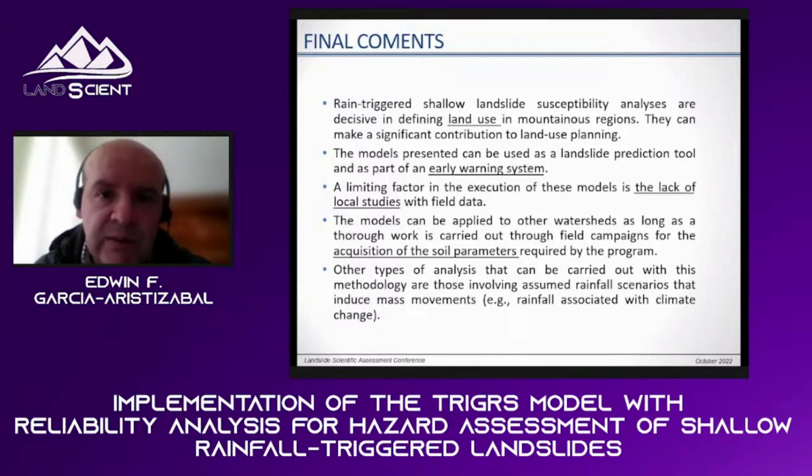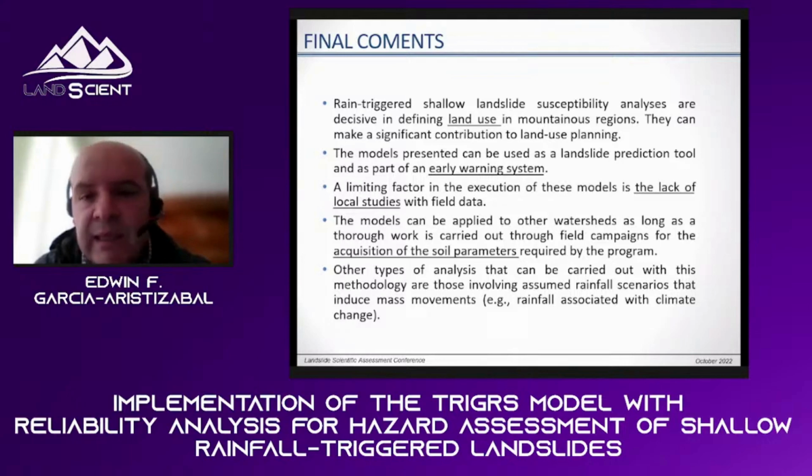A limiting factor in the execution of this model is the lack of local studies with field data. We have a large area of analysis, so we need a lot of parameters, but most of the time we don't have much information, or we don't have the budget to do the field exploration. Then we need to get some parameters and to introduce the uncertainty of these parameters in the model. The models can be applied to other watersheds as long as thorough work is carried out through field campaigns for the acquisition of the soil parameters required by the program.